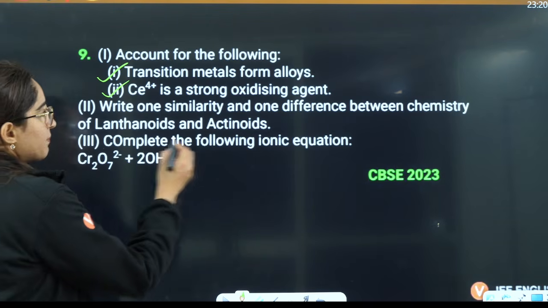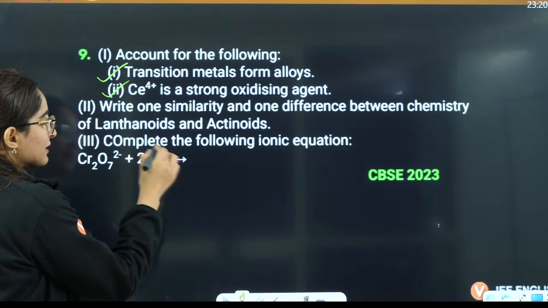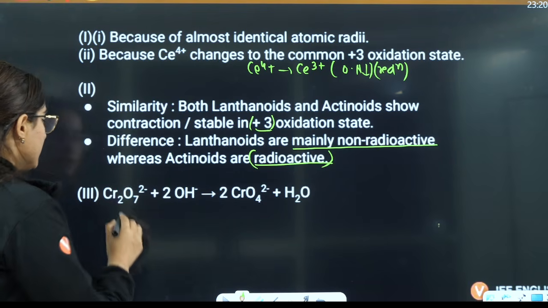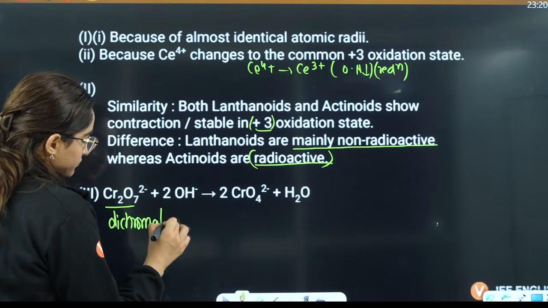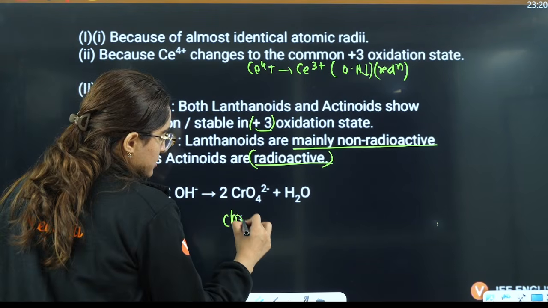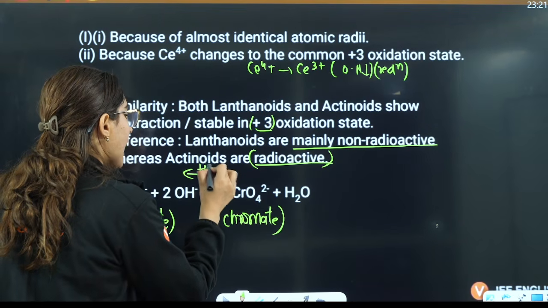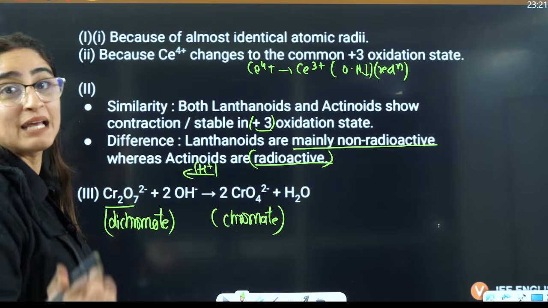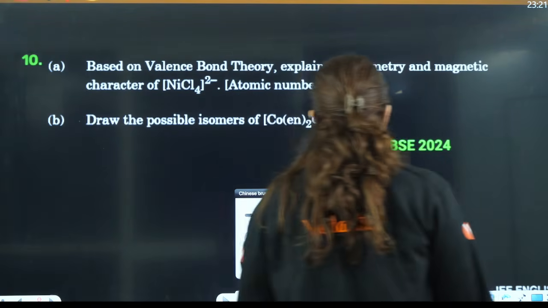The next is to complete the following reaction. You have dichromate here. In basic medium, it is converted to chromate ion. This is dichromate, which is orange in color, and this is chromate. And you know the reverse happens when we add H+, which we saw in the first question, that MCQ one.